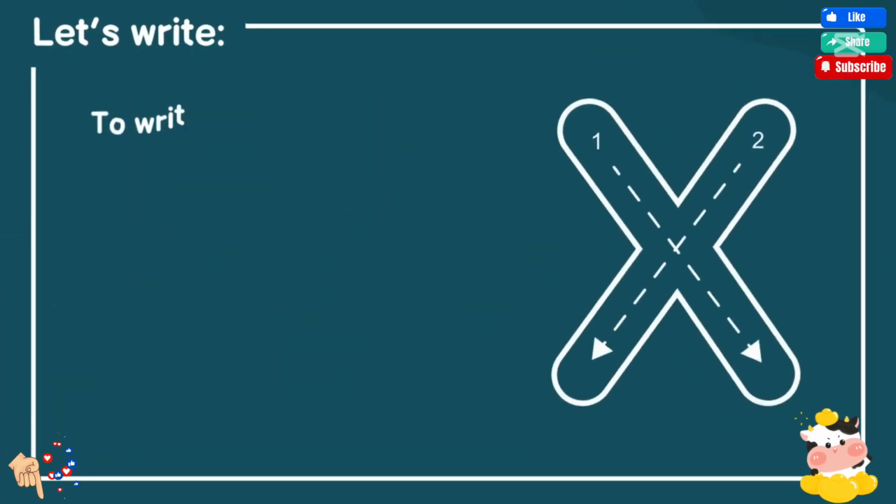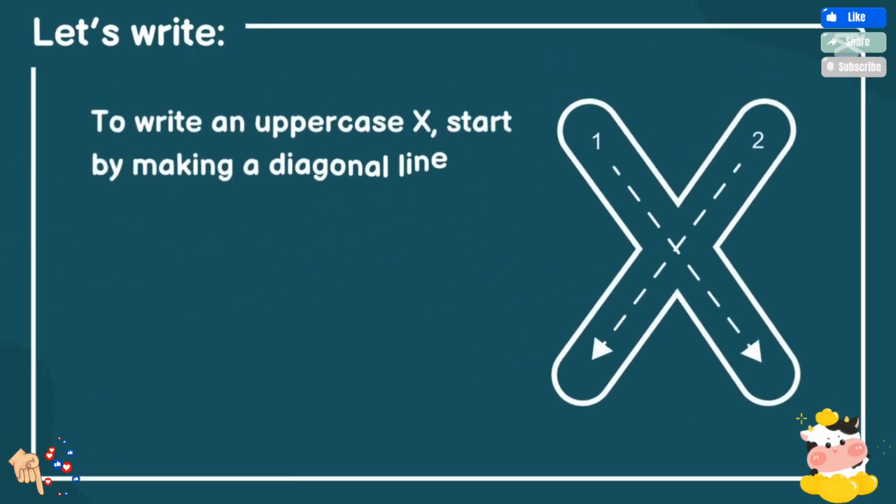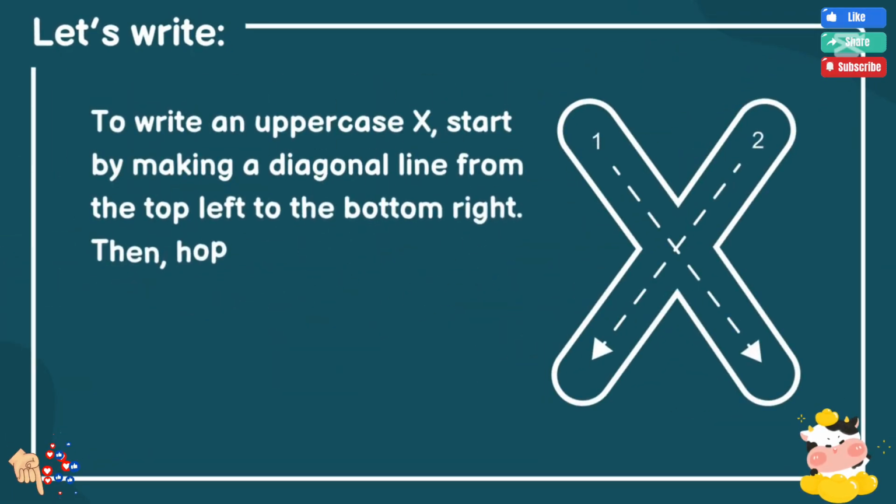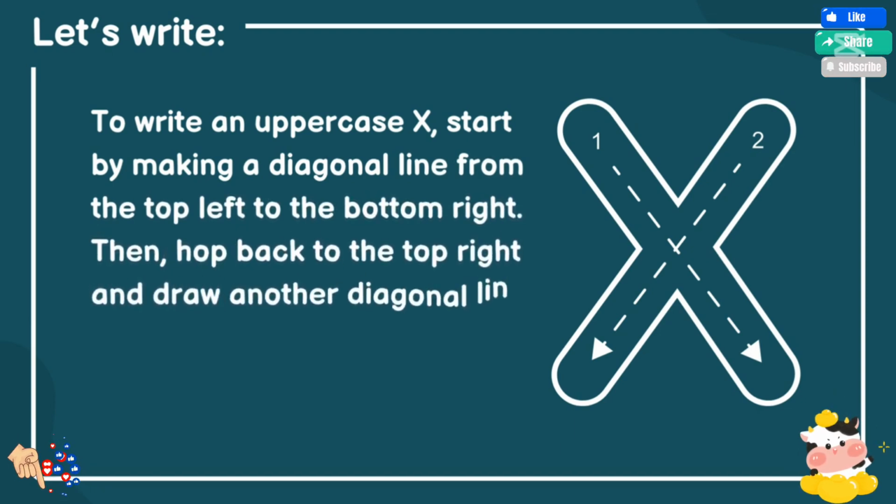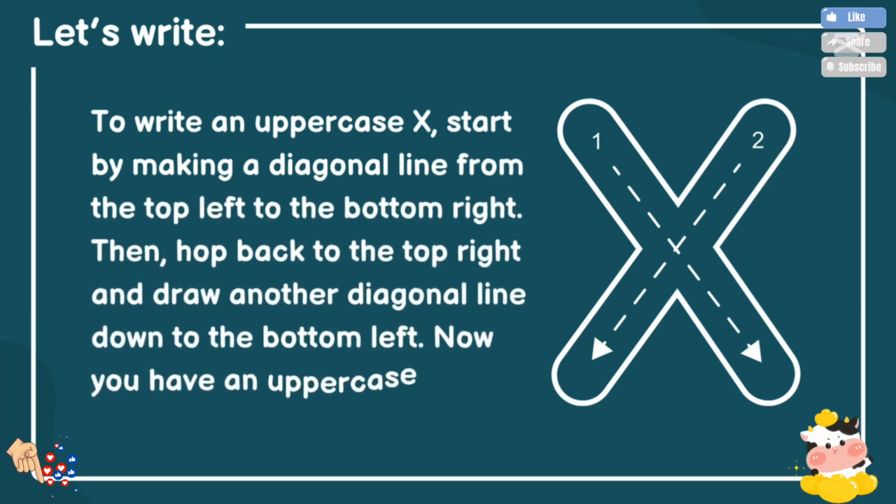To write an uppercase X, start by making a diagonal line from the top left to the bottom right. Then, hop back to the top right and draw another diagonal line down to the bottom left. Now you have an uppercase X.